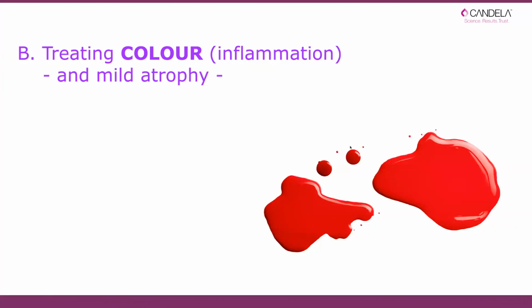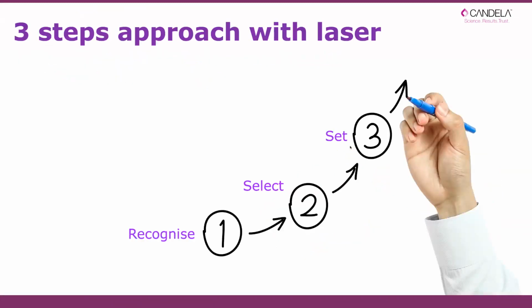We were talking about big atrophy, big defect in volume, and now we're going to switch to treat color and mild atrophy in acne scarring. And now we're going to use a different energy-based device, which is the Nordlys, all right? We're also going to use the same algorithm: recognize what kind of scars I'm treating, then select what kind of device I'm going to use, and then set up its parameters, okay?